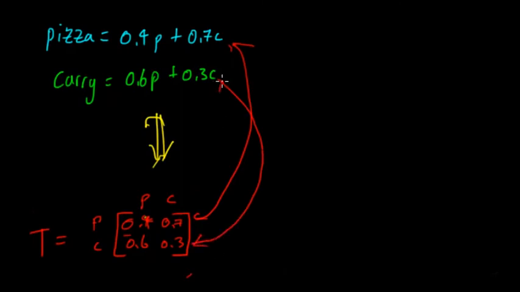You can see the transition matrix with the PC. PC is effectively a matrix form of these two equations. So the pizza equals 0.4p plus 0.7c, and the curry is equal to 0.6p plus 0.3c. So that's an interesting thing to note, and it's a good way to check if you're not sure whether your transition matrix is right. You can always just write out these equations and see if they relate to your matrix.